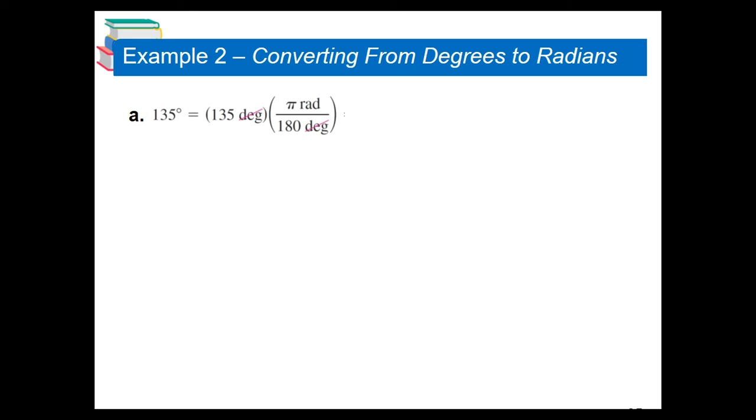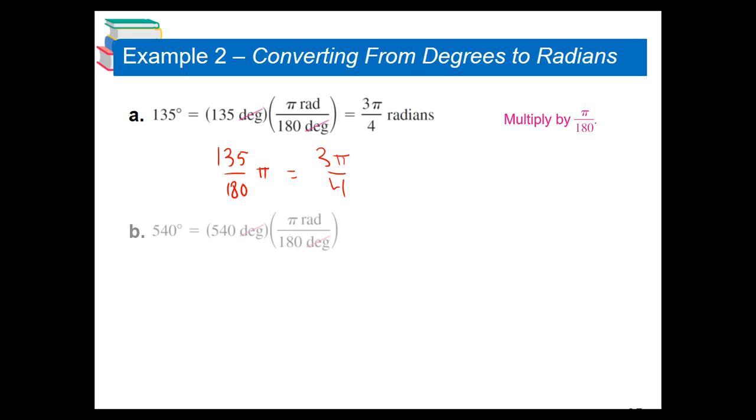All right, so here are just a couple examples like we just did. 135 degrees. If I wanted to change it to radians, I'm going to multiply it by pi over 180, which ends up being 135 over 180 pi. However you want to reduce your fraction, most calculators will reduce it. 135 over 180 reduces down to 3/4. So this is 3 pi over 4. So that's radians. Yep, multiply by pi over 180.